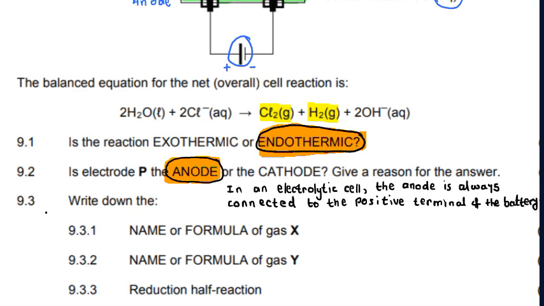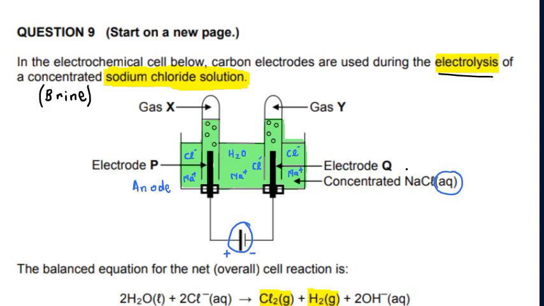Question 9.3. Again, we have this write down situation. 9.3.1, the name or the formula of gas X. 9.3.2, the name or the formula of gas Y. 9.3.3, the reduction half reaction. The reduction half reaction is going to be the reaction that occurs at electrode Q, because Q is the cathode. So we just need to figure out what is actually happening here in order to answer all of those questions, and for that we need to go to table 4A.